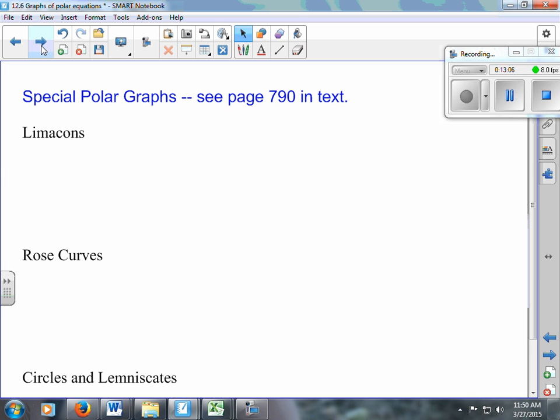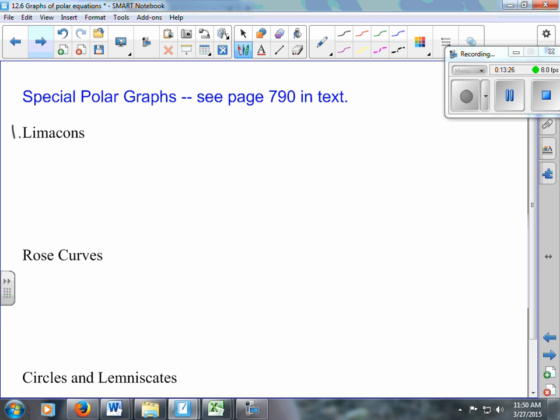There was a lot of trig to remember when we did those. So there are special polar graphs, and they are all listed on page 790 in your book. And there are 3 major types. The first type is limacons, and we graphed one of those.